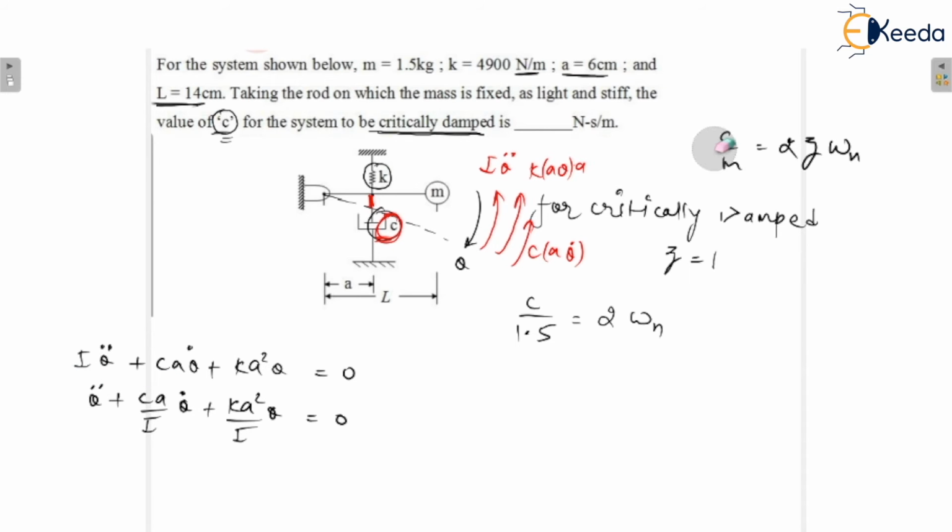So we just cannot apply this C by M is equal to 2 zeta omega n. The thing which is going to be different is that this would be the Ca upon I, and that is Ka square upon I theta. That is the equation. So here I am going to remove this.